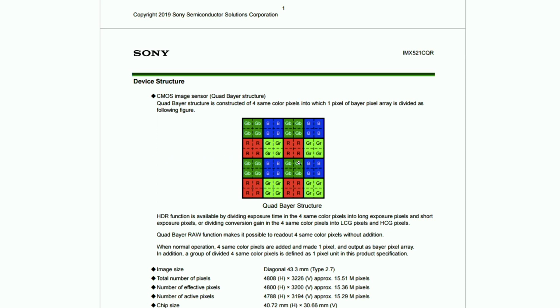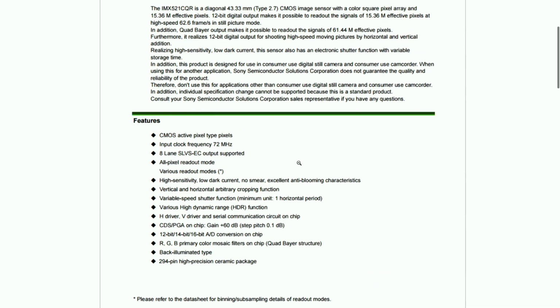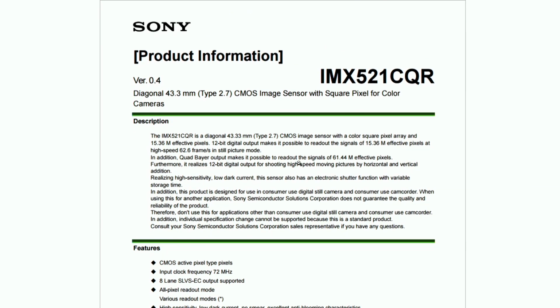So what we are seeing here is something called a quad Bayer detector. Let me also scroll to the model number so that you can search for it yourself. This is a Sony product, a sensor called the 521 CQR, and it's a full frame sensor, and it's basically cryptically being described as a low pixel count sensor, right?